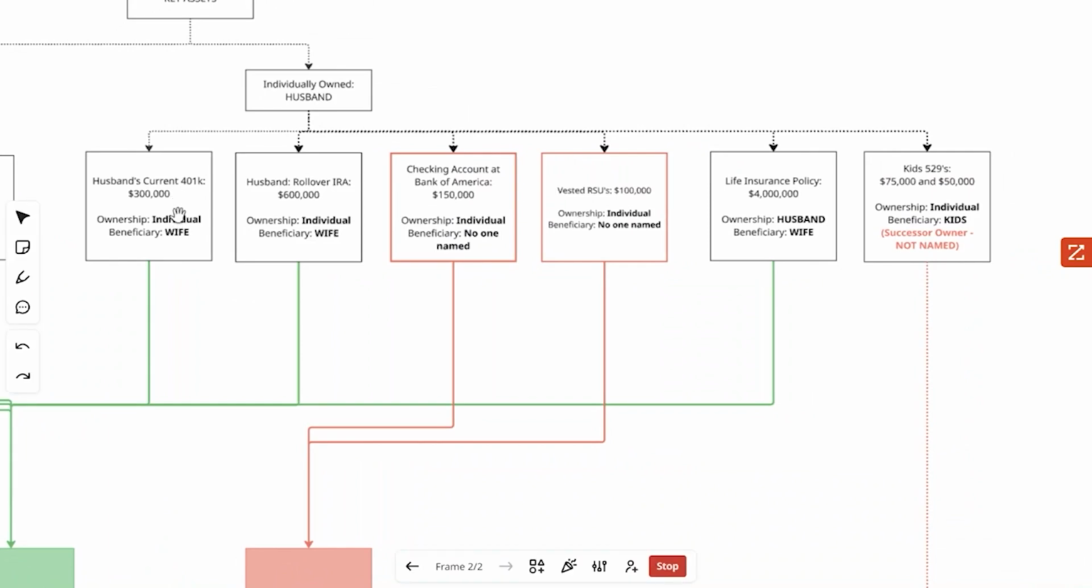So the husband at his current employer has a 401k, which is $300,000. The ownership is individual. He's named a beneficiary, which is his wife. He's also got a rollover IRA, which let's just assume is at Fidelity. There's $600,000. He's the owner. The wife is the beneficiary. Now here, everything is pretty good. It's going to basically bypass probate and get into the right hands immediately.